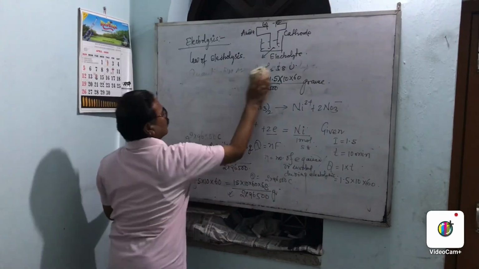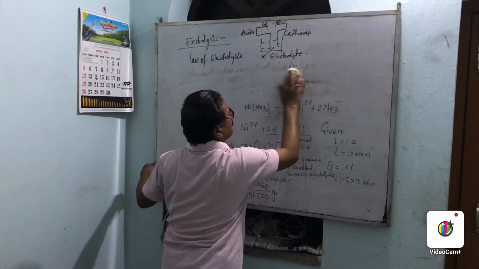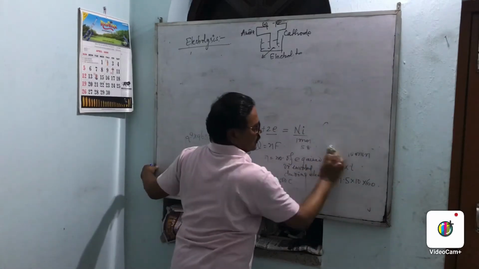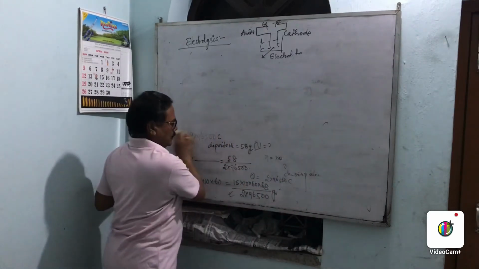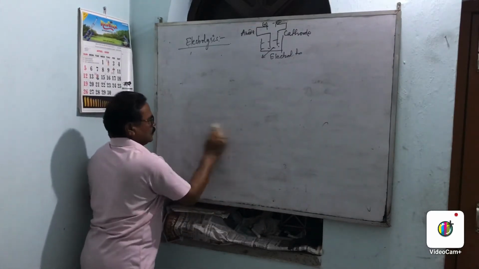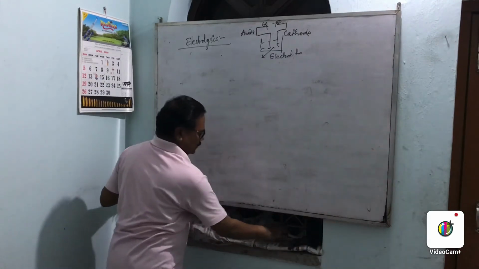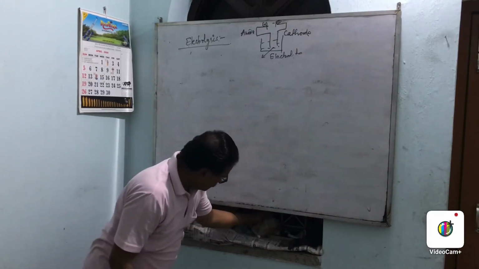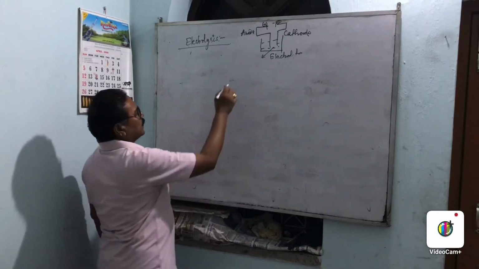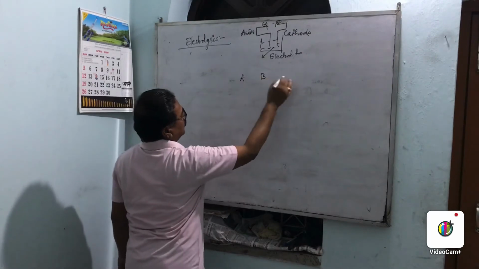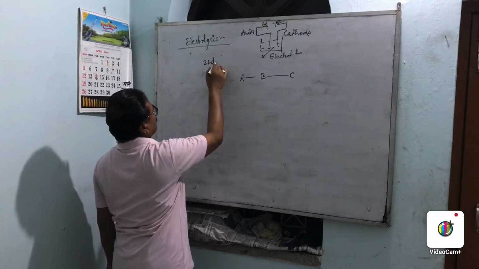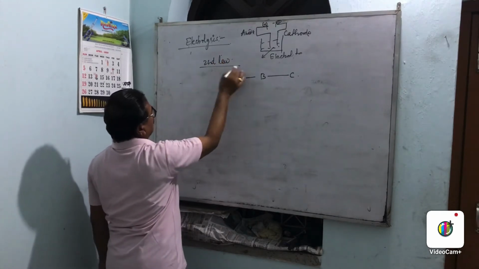So now the second law. Come to the second law. In the second law, when different electrolytes, suppose A, B, C, are connected in series, that is Faraday's second law.